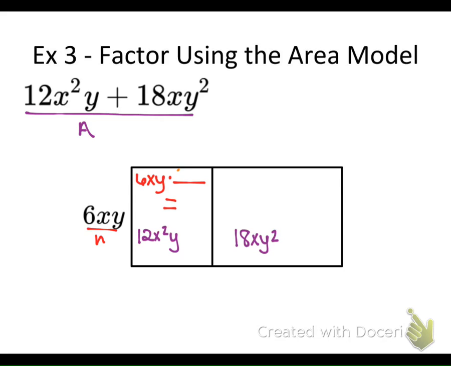Let me write that in a different color. 2x. All right? Because if I take 6 times 2, I'm going to get 12. If I take this x times this x, I'm going to get x squared. We already have a y for our area, so we don't have to multiply another variable by this variable. Okay? Does that kind of make sense? Yes.